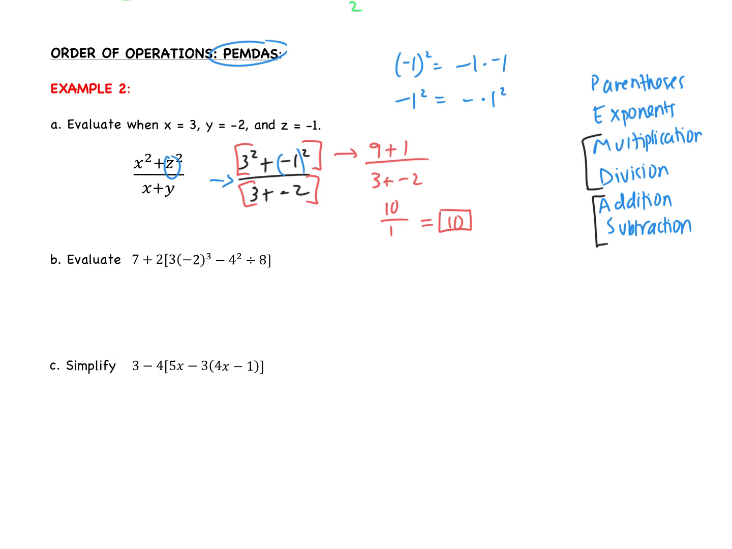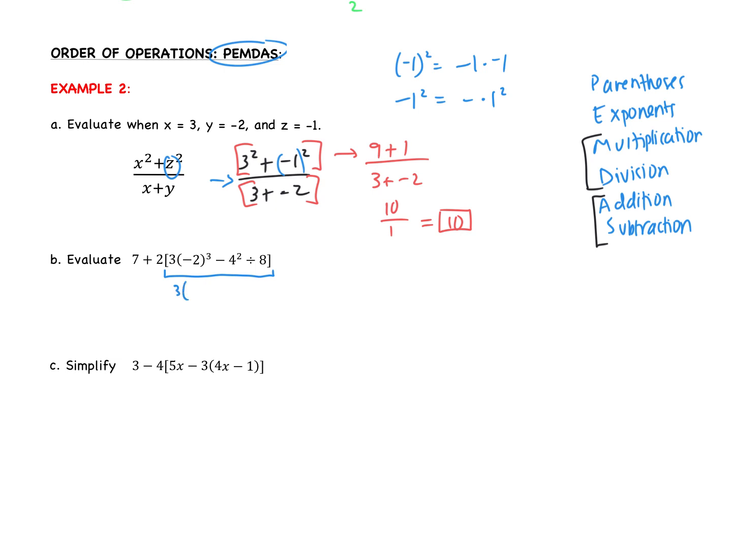Okay, in part B, again, we're evaluating. This time the numbers are already plugged in for us. Order of operations wise, we have to do the parentheses first. When we are doing the parentheses, we have to follow order of operations. So, first thing, or next thing really, is exponents. So that's what we're going to do next.